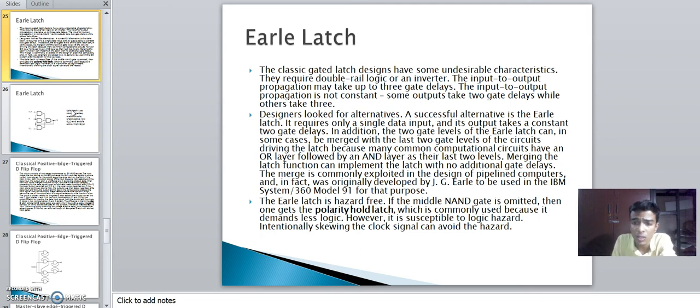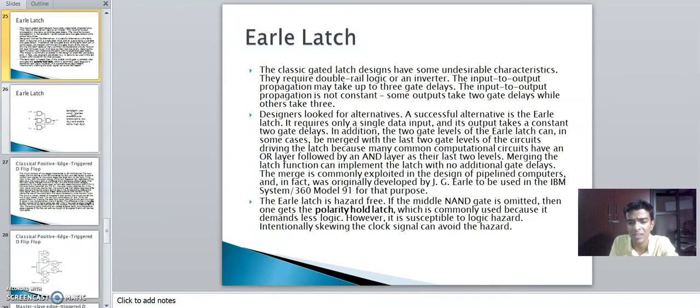In addition, the 2 gate levels of the Earl latch can, in some cases, be merged with the last 2 gate levels of the circuits driving the latch, because many common computational circuits have an OR layer followed by an AND layer as the last 2 levels. Merging the latch functions can implement the latch with no additional gate delays. The merge is commonly exploited in the design of pipeline computers, and in fact was originally developed by J.G. Earl to be used in the IBM System 360 Model 91 for that purpose.